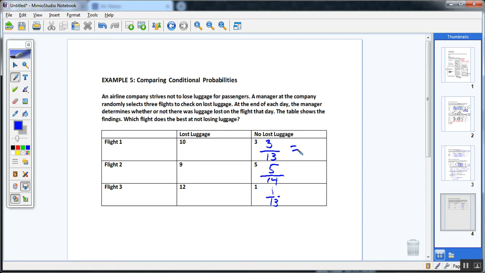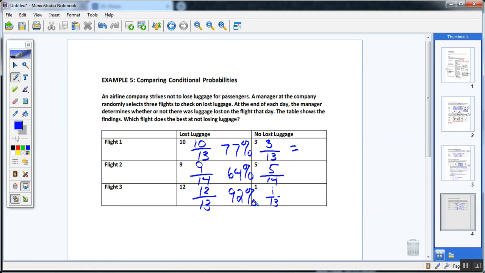Okay, or I could go the other way here, kids. How many did lose luggage? 10 out of what? 23% lost luggage. Okay, let's just go this way. Go 10 out of 13 for me. 77%. Okay, 77% lost. How about 9 out of 14 was lost? This is flight number 3. 13 flights, lost luggage 12 times. Okay. 92%.